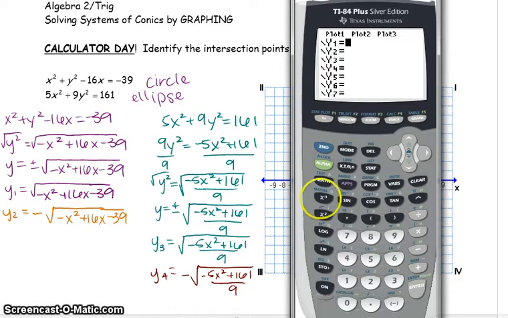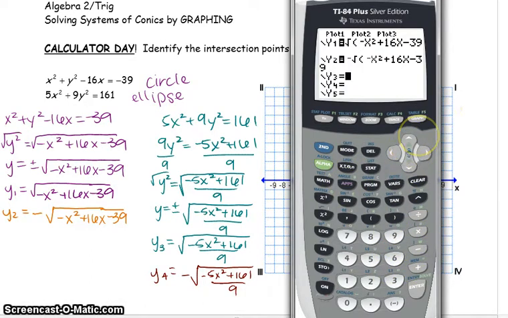So we have the square root of negative, make sure you're putting the negative and not the minus sign, negative x squared plus 16x minus 39. We don't have to worry about closing the parentheses. And for our y2, we're going to have our negative x squared plus 16x minus 39.